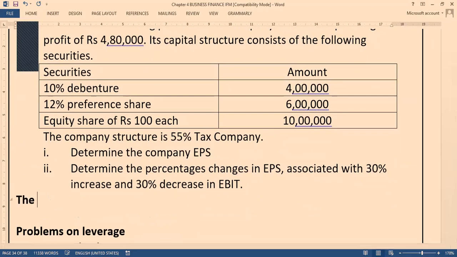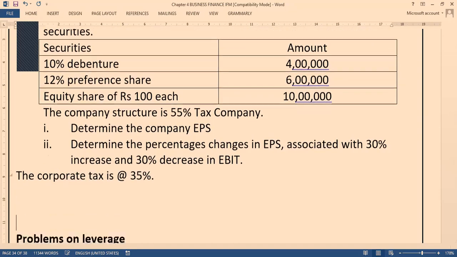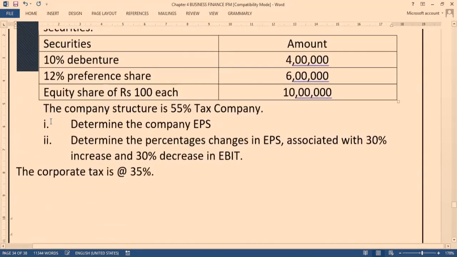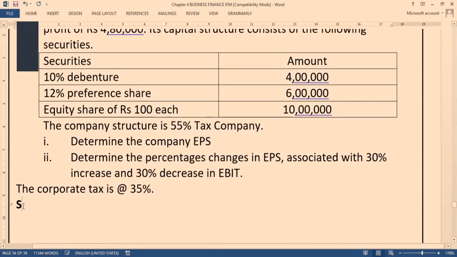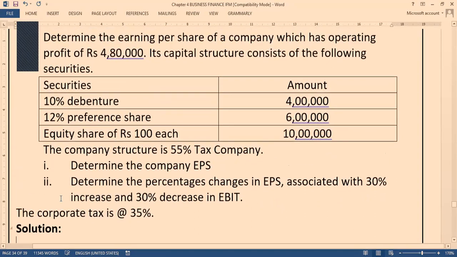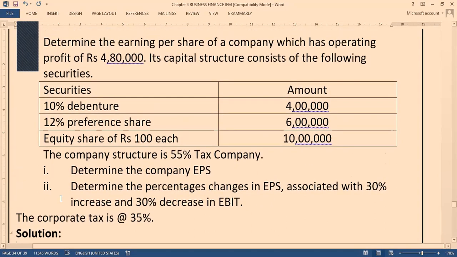And corporate tax. You can take down this part also. Okay. Now let us try to solve this question. Solution. Before going to the solution, let us try to read the question and understand what information is given, and let us try to proceed further.